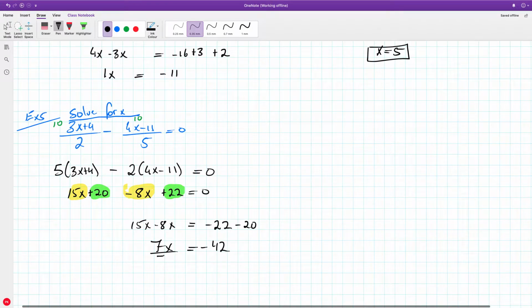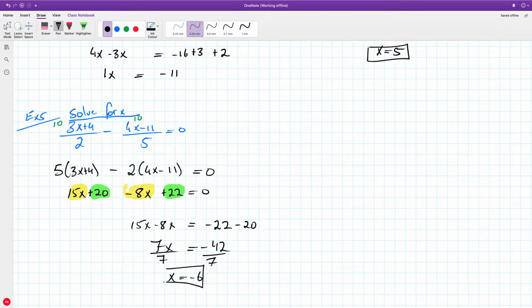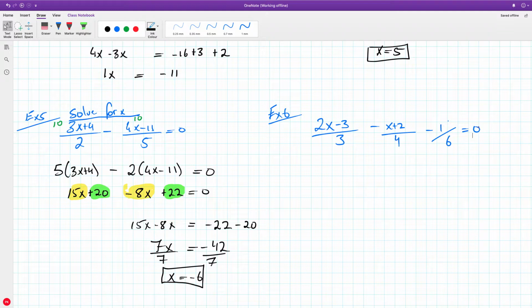Divide across by 7. X is equal to minus 6. Right? You made a few small mistakes. I just want to make sure we're fully right in these. Last one. Have a go at this one. Off you go.